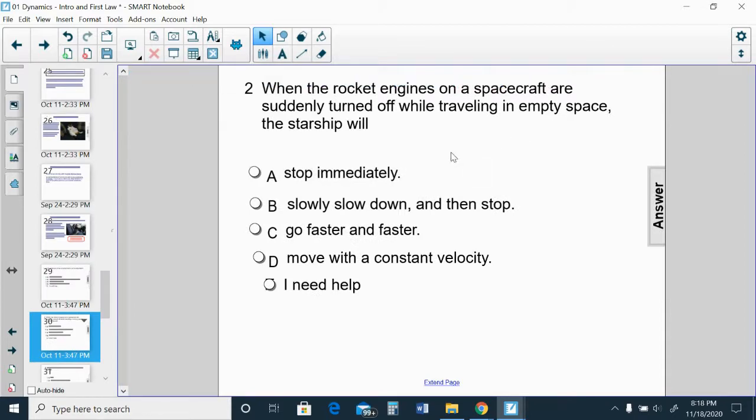When the rocket engines on a spacecraft are suddenly turned off while traveling in empty space, the starship will... Again, the correct answer is D. It will move with constant velocity. So since the net force has been removed, there will be no acceleration. If there's no acceleration, that means that the velocity will now be constant.